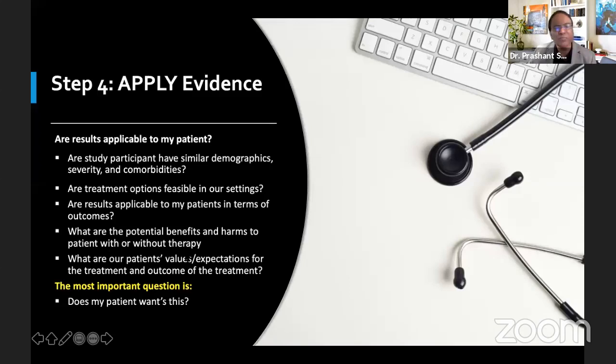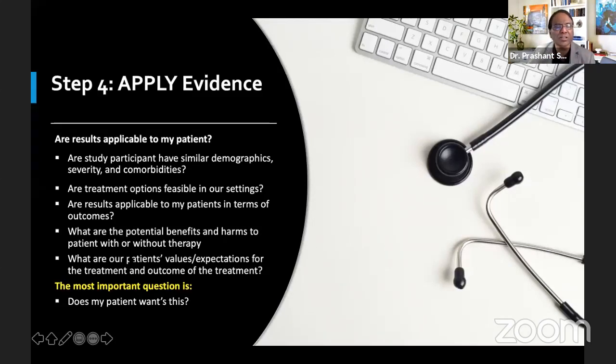The next question is, what are the potential benefits and harms to the patient with or without therapy? So what if you decided not to offer this therapy? Okay, what will be the harm to the patient? That you need to think about. Or what could be the alternative treatment if we don't provide this option to our patient?